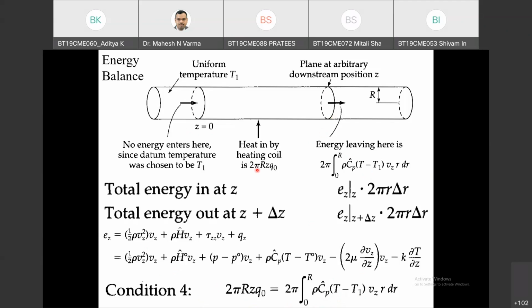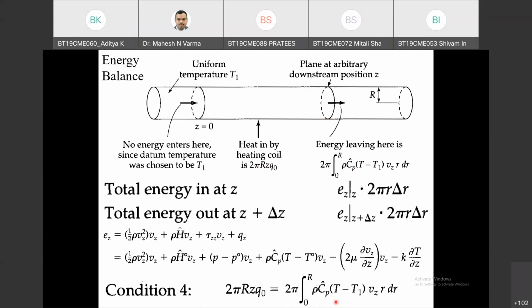And this is twice pi R into Z. What is the total Z here? Length. What is the energy added? That will give me this information. So this is nothing but modified boundary condition number 3.